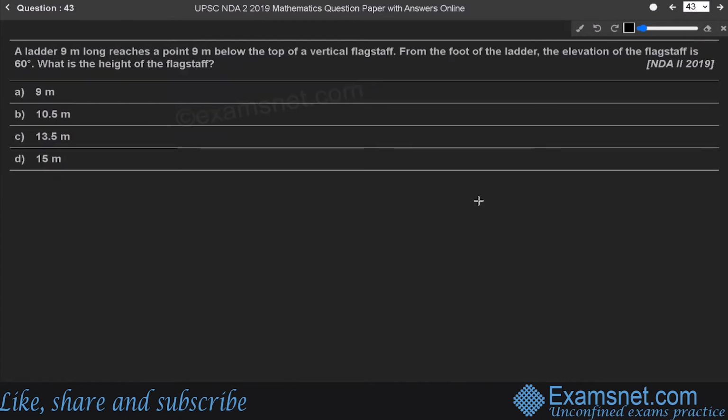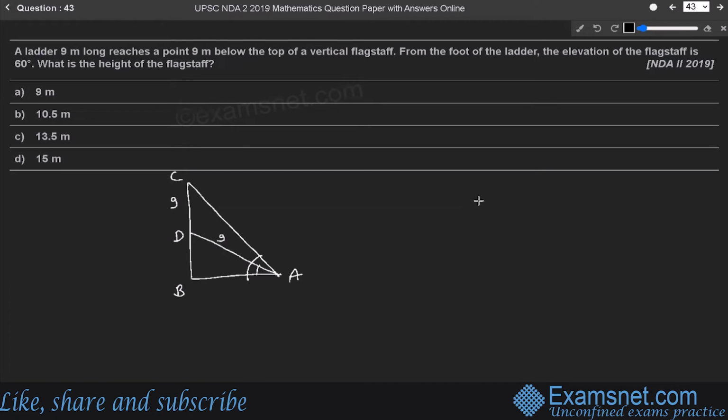Next question is, a ladder 9 meter long reaches a point 9 meter below the top of a vertical flagstaff. From the foot of the ladder, the elevation of the flagstaff is 60 degree. What is the height of the flagstaff? So, according to this given question, consider a triangle, name it as A, B, C and D. This is 9 and this is also 9. And let these be the two required angles.